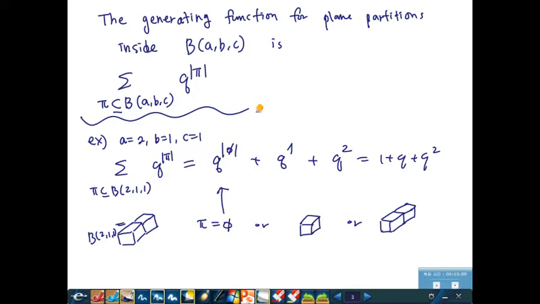So if A, B, C are infinity, we have an infinite size box, then we can consider all plane partitions. Okay? But now they are fixed.